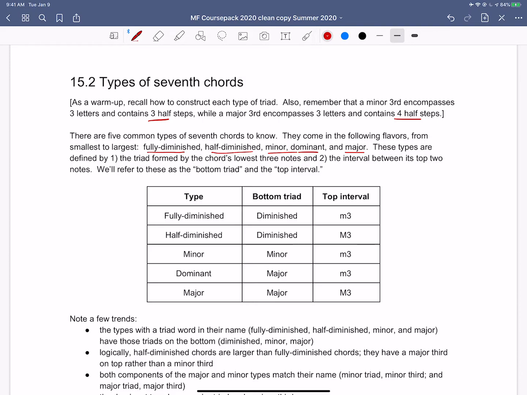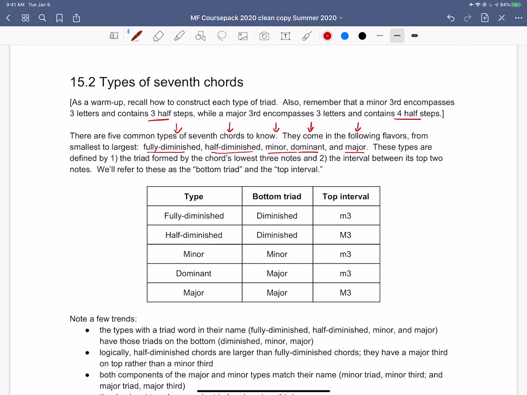We're used to having things with the word diminished in them be small. We're used to having things that are called minor be smaller than major. And now we've got this new dominant idea in the mix, which we're going to talk about in a moment. So from left to right, fully diminished, half diminished, minor, dominant, and major. You definitely want to remember that sequence.